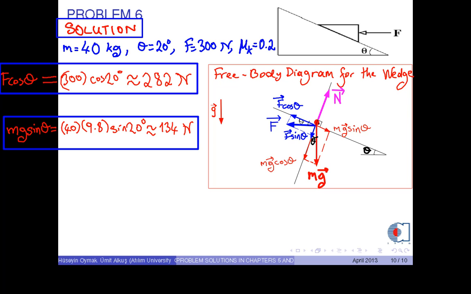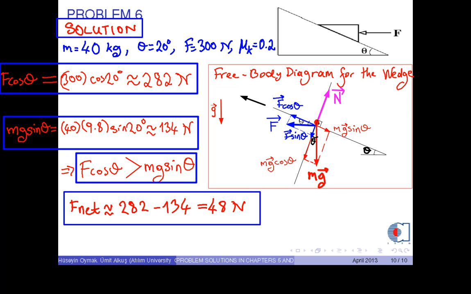Therefore, since F cosine theta is greater than m times g times sine theta, the wedge will move upward along the plane with net force 48 newtons.